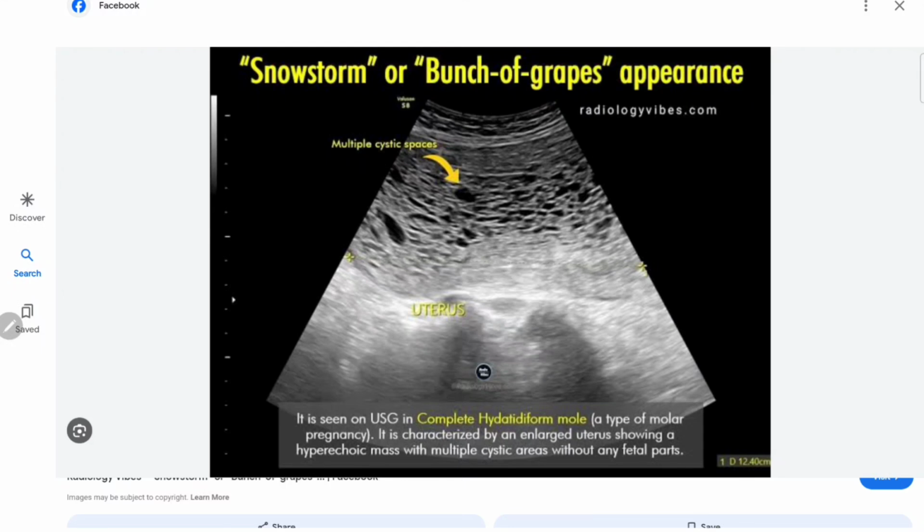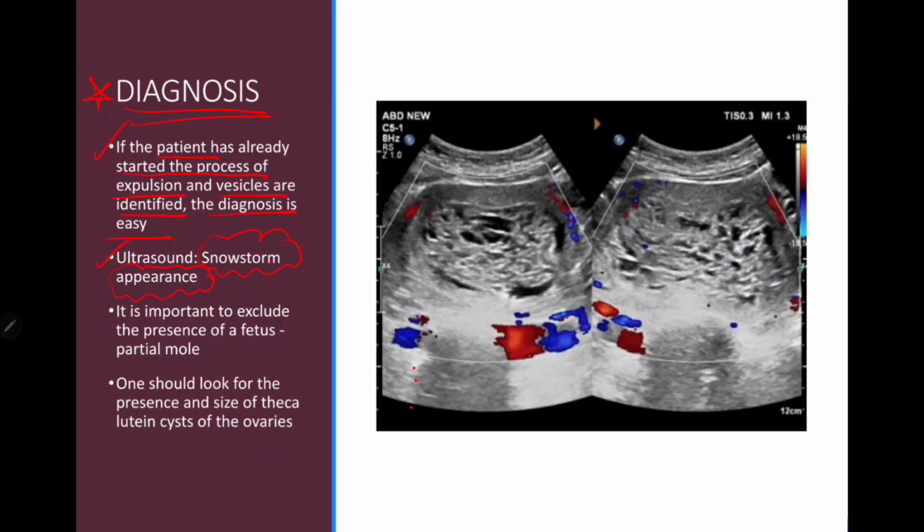It is a type of molar pregnancy characterized by an enlarged uterus showing a hyperechoic mass with multiple cystic areas without any fetal parts. So there are multiple cystic areas without any fetal part. This is an enlarged uterus. So this is the snowstorm or bunch of grapes appearance.